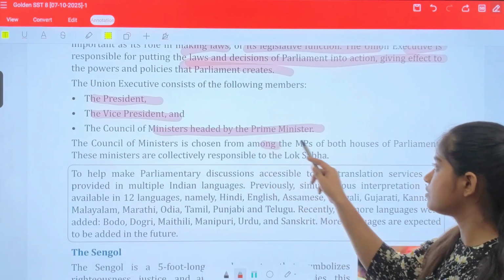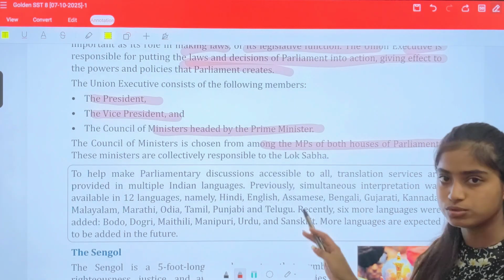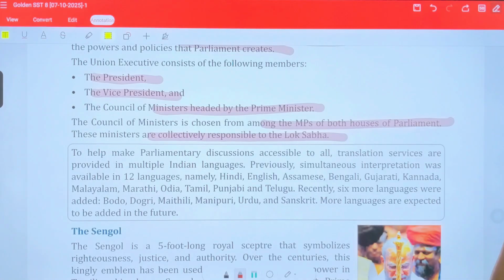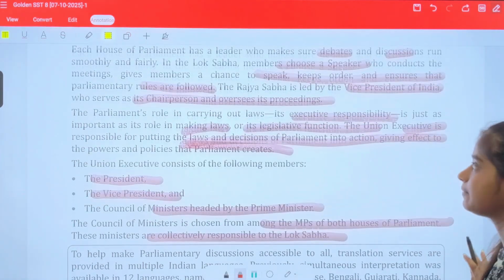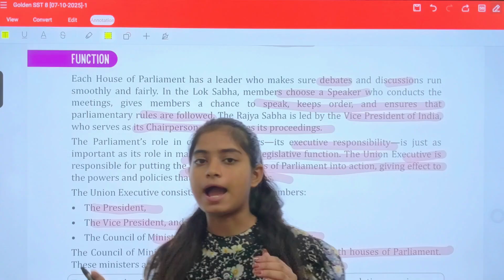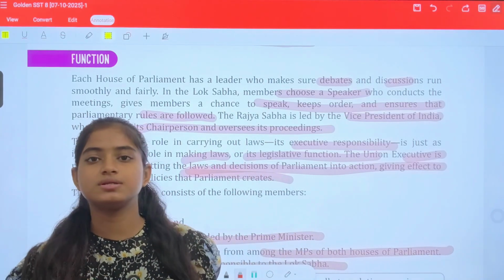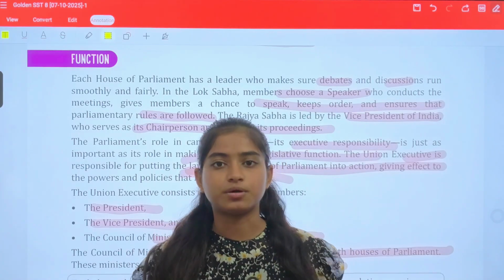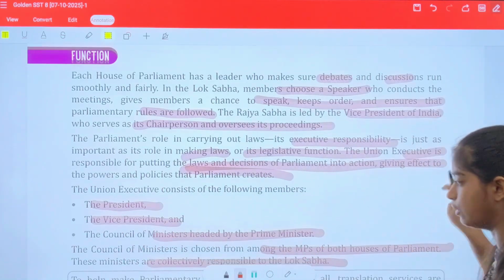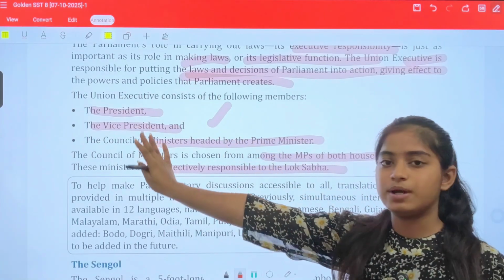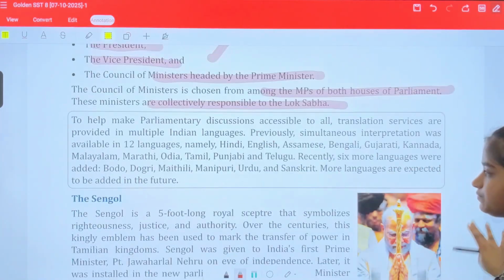The council of ministers is chosen from among the MPs of both the houses of parliament. These ministers are collectively responsible to the Lok Sabha. Okay, that means in Lok Sabha actual rules are made, and in Rajya Sabha union executive proceedings happen. Okay, and both are very important for better functioning of the houses. And in the union executive, the president, vice president, and council of ministers are included.